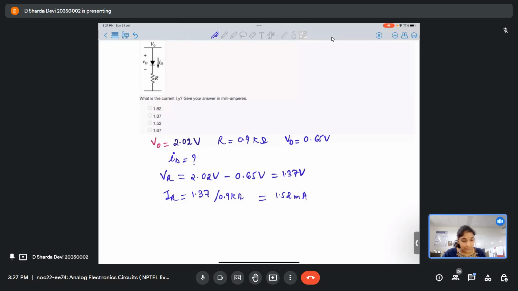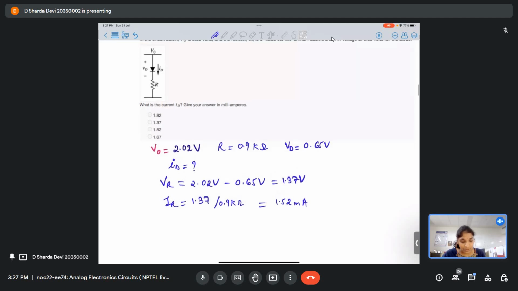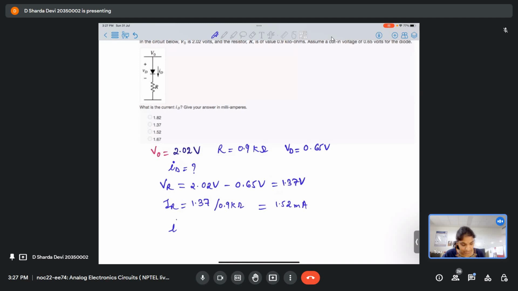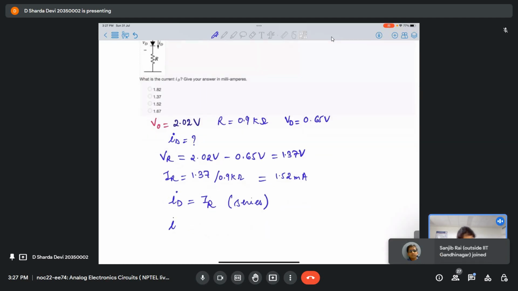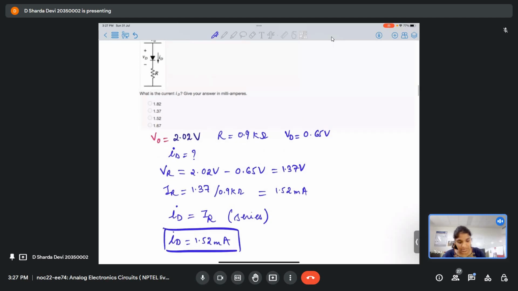So in this 1.52, again we know that the current across the diode is equal to the current across the resistor, since these two are in series, right? So the current across the diode will also be 1.52 milliamperes. Got it? So the answer is 1.52.